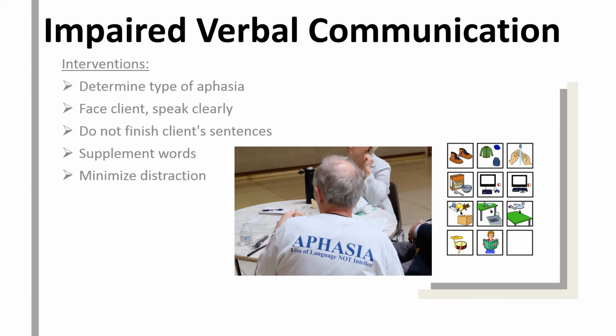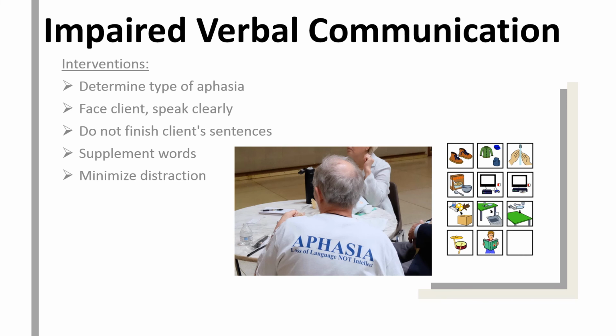So in this slide, I put this picture with the back of this t-shirt: aphasia, loss of language, not intellect. And I really love that because so many times, because a client can't speak or understand us, we think that their intellect is impaired, and it may not be impaired. So really important for our nursing interventions. First, we want to determine the type of aphasia. We want to face the client and speak clearly. Don't yell, they aren't deaf, or at least most of them aren't deaf.